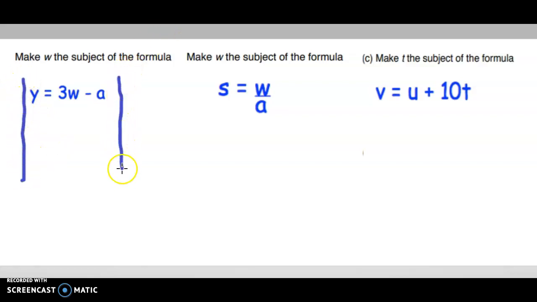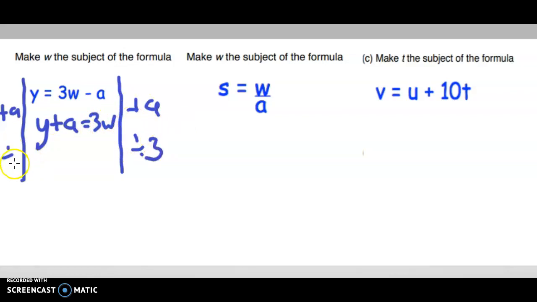You're trying to get W by itself, so let's add A to both sides. Okay, if you've added A to both sides, you've got Y plus A equals 3W. I want W by itself, so I divide by 3. Y plus A over 3 equals W. Okay, and that's in essence what we're trying to do.